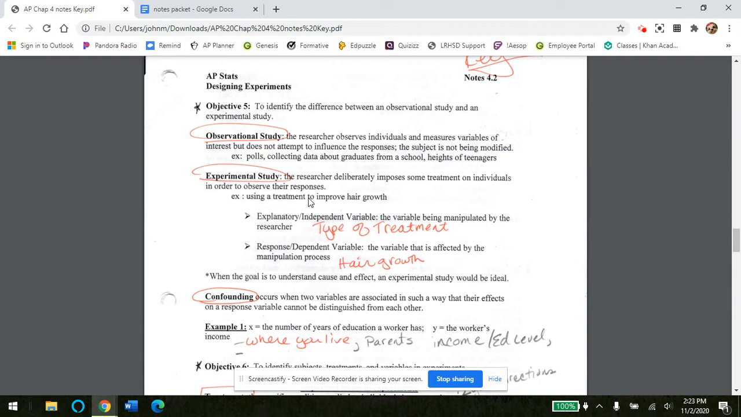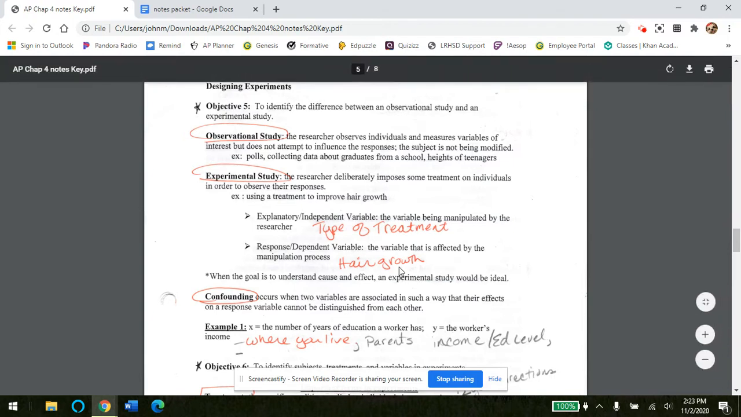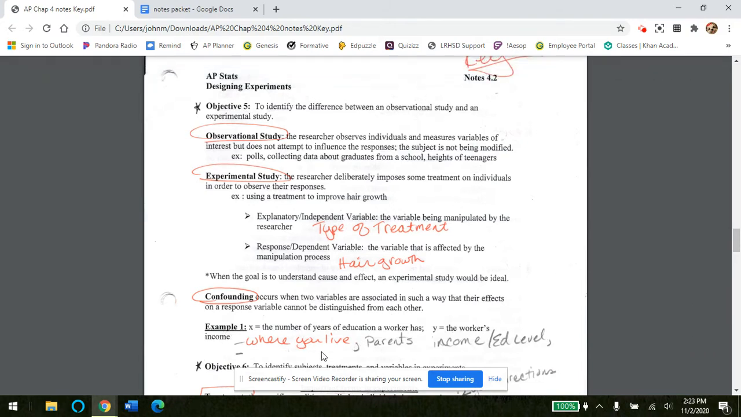Okay. If I talk about the number of years of education a worker has, and Y being the worker's income, what would confounding variables be? So I meant to move this to the blank part, sorry. But where you live matters, right? Income, salaries are based on your geography as well. New York City salaries are very different than South Jersey salaries, are very different than the middle of nowhere salaries, right? There's all different kinds of salaries based on where you live.